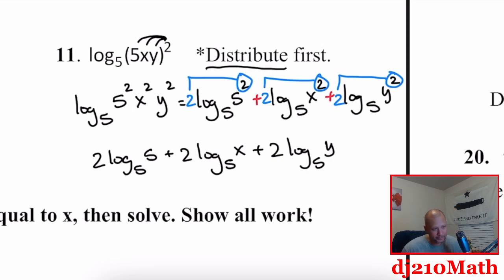All right, again, if you can get here, great. Right? Like that's it. But there is this right here. Hopefully you caught it. But this guy is just 1. So 2 times 1 is just 2. So it basically goes away. So our final answer is 2 plus 2 log x plus 2 log y. All right. So that's expanding.